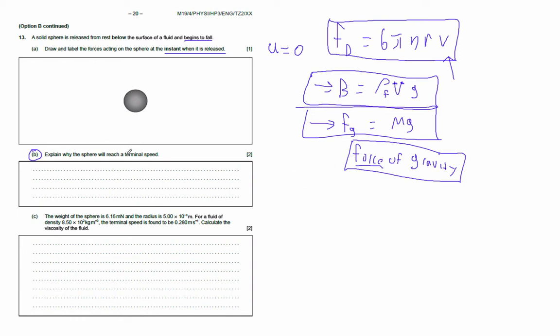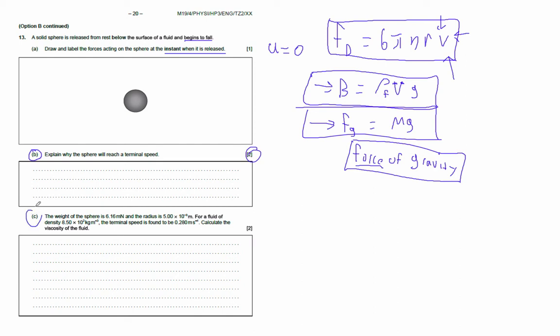Explain why the sphere will reach a terminal speed. Well, you've got these forces acting on it. The reason it's going to reach a terminal speed is that the net force is down, and it's going to start moving down, but the drag is going to exert an upward force on it, and that upward force is going to increase as the velocity increases, and at some point it can't go any faster through the fluid. That's the kind of argument you need to make.